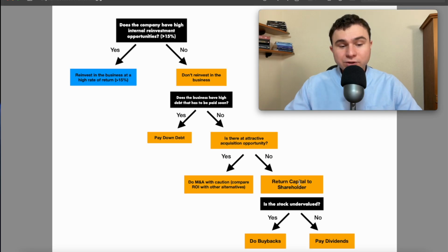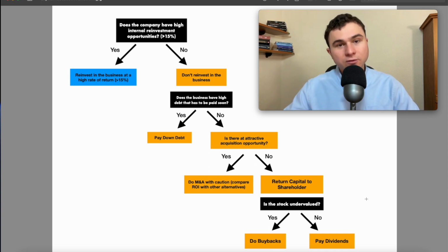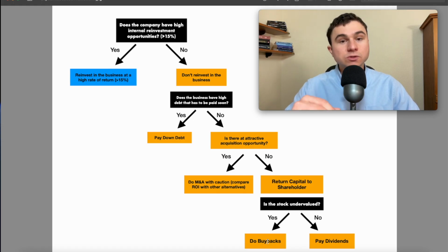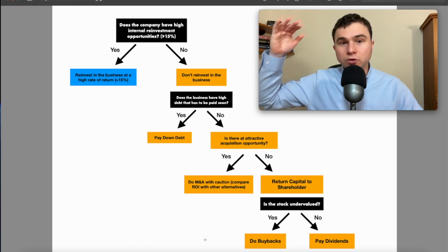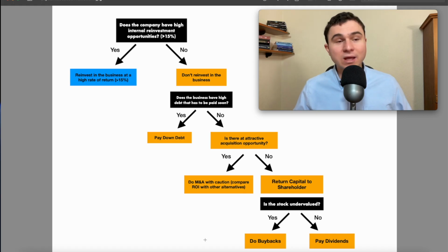How do you return cash to shareholders? You ask another question. Is the stock undervalued? If you are a CEO of a company, you have to monitor your stock price, because it will determine if you do certain actions or not. That's the job of the CEO, CFO, somebody in the management, or the board of directors. If the stock is undervalued, it's better to do buybacks. You do buybacks when the stock is cheap, like the valuation drops, the stock drops, and the stock is extremely cheap, and that's a good moment to invest in yourself, right?